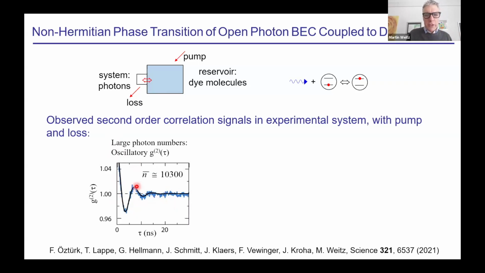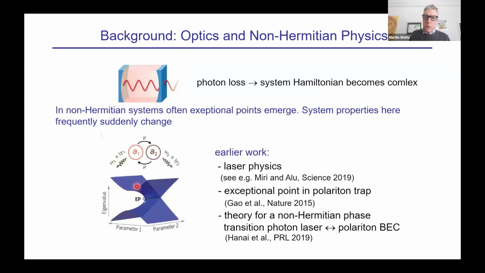The background of that are losses. Just in general, what losses do in a Hamiltonian system is that they break hermiticity, so the system Hamiltonian becomes complex. And an interesting property of such non-Hermitian systems is that exceptional points emerge, and this here shows you generally the eigenvalues as a function of two parameters. So there are two solutions, and there can be, in the case that an exceptional point occurs.